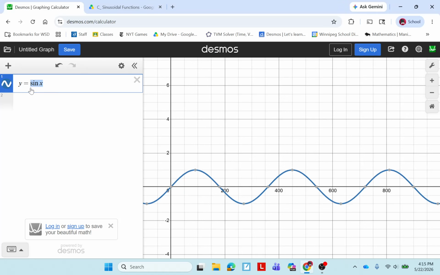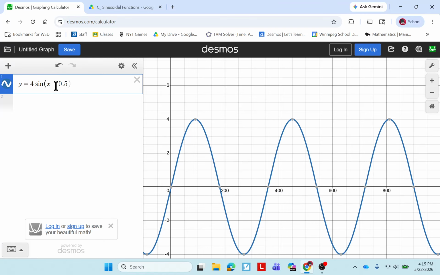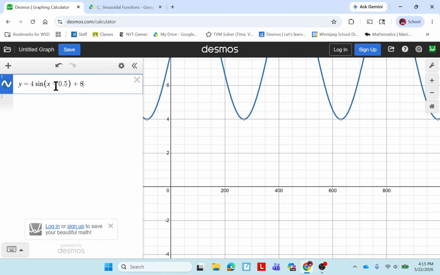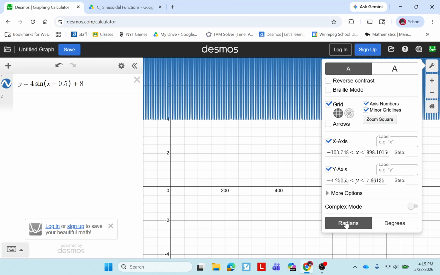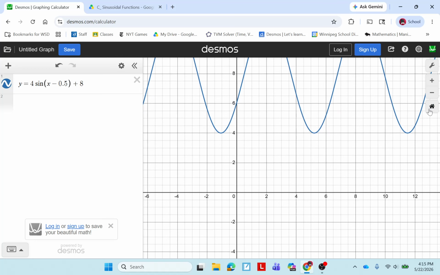So we have y equals 4 sin(x minus 0.5) plus 8. And you can see my graph is kind of off the line here. One of the other things that I'm going to do though is go back into my settings and switch my mode back to radians and move my graph back. If you click the home button, it's going to bring you back to 0, 0 and not stretch things out anymore.